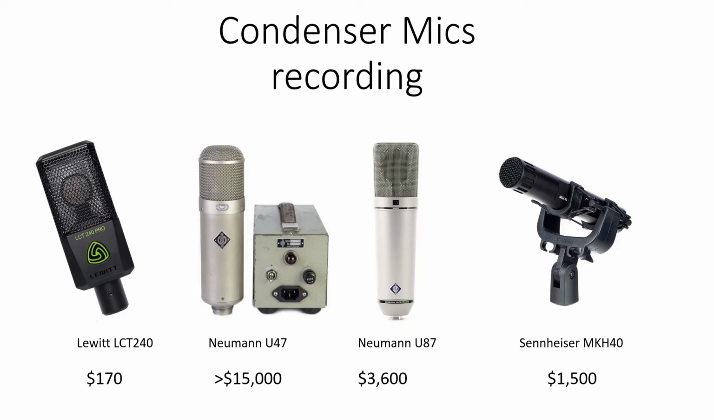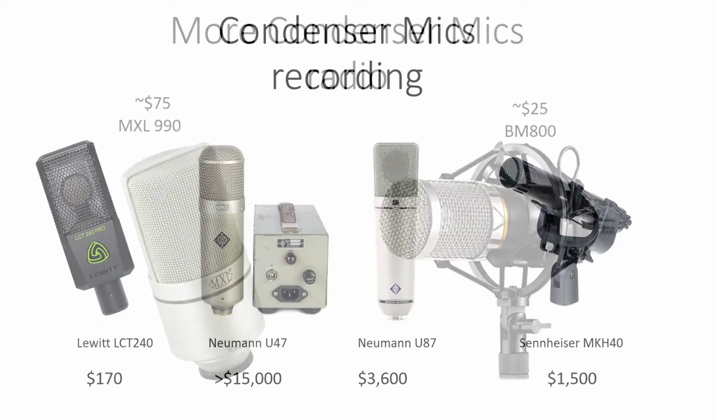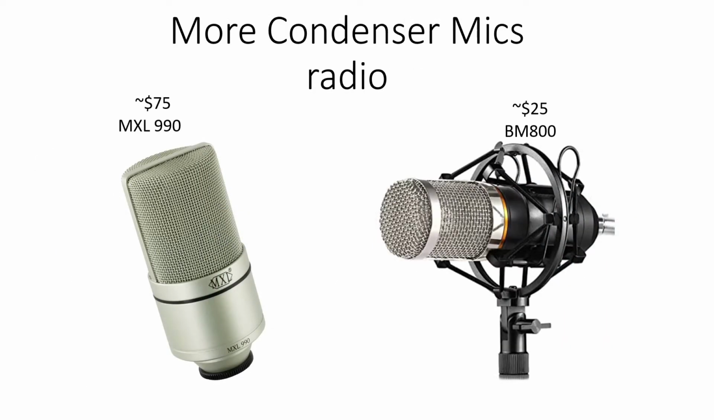Condenser microphones that we use in recording range in the low end from $150 or so to the high end of above $15,000. Here are some condenser microphones we may want to use on ham radio. The MXL on the left typically costs around $75, and the BM800 on the right lists for about $25, but I'm using one right now, and I paid $12 for this one.